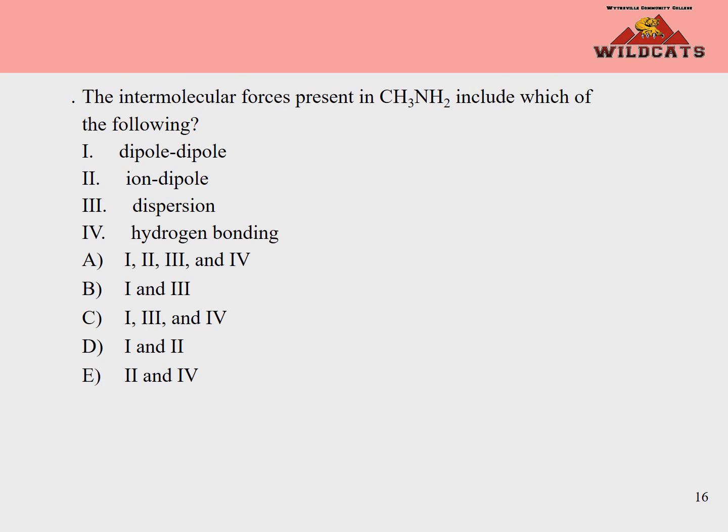So the intermolecular forces present in CH3NH2 include which of the following? Well, it's going to have the hydrogen bonding because of the nitrogen in the NH2. It's going to have dispersion because all molecules have dispersion. And this molecule is polar because of that nitrogen. Okay, remember it's going to form a trigonal pyramidal shape. And so we're going to have 1, 3, and 4. The only one that's not going to have is the ion-dipole because we don't have any metals to form ions.